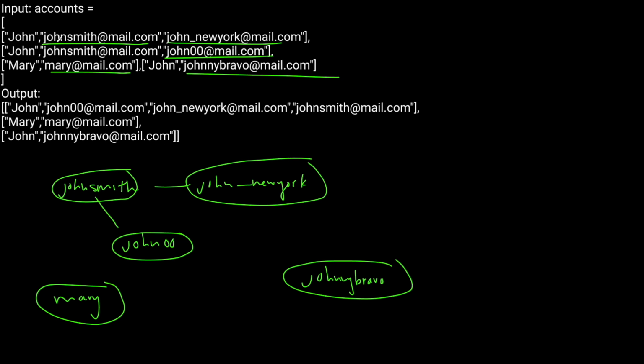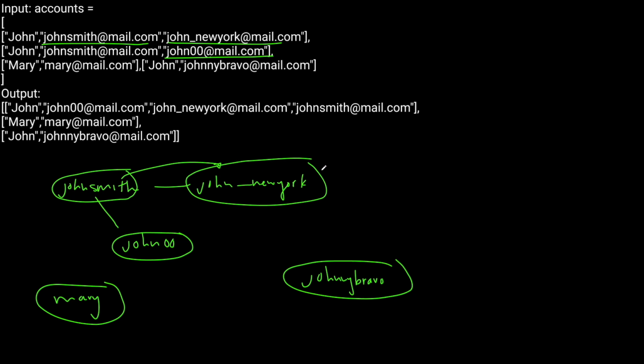So say we start at John Smith, and we can see, okay, what are the connections to John Smith? It's going to be John New York and John 00. So what we're going to do is traverse this. So this is going to be like one person's list. From John Smith, we're going to try to go into John New York and then go to all of its connections. Obviously, we don't want to go backwards. We need to maintain a visited set to make sure that we don't get caught in an infinite cycle.